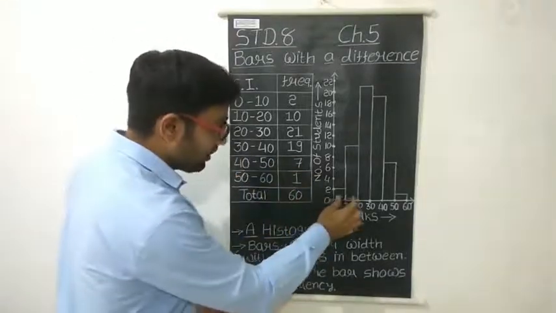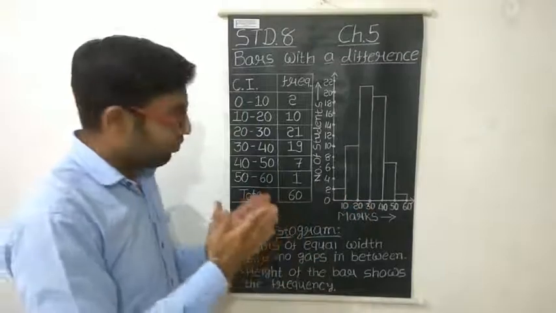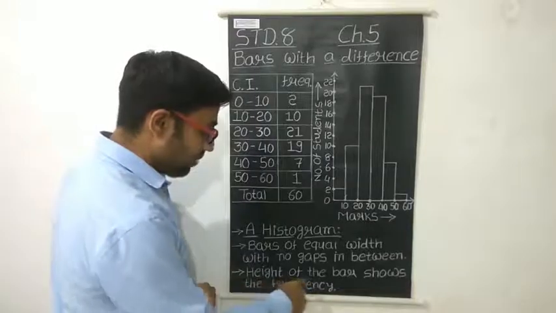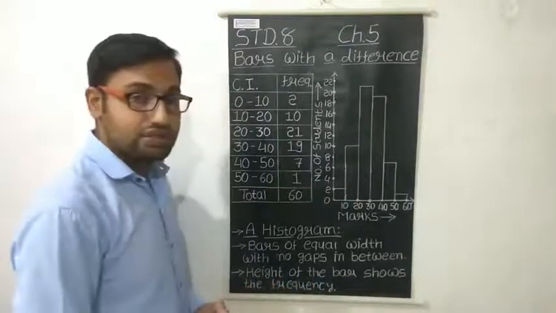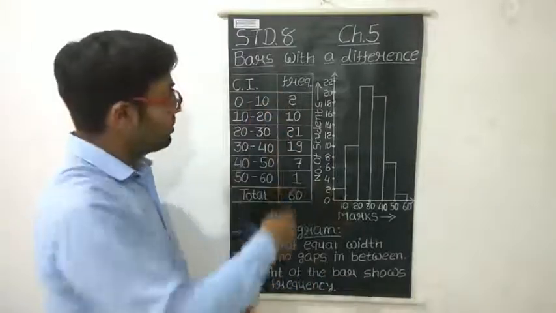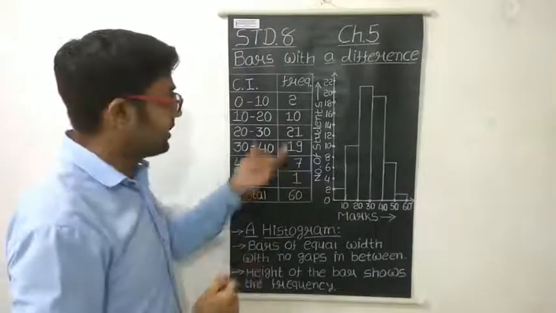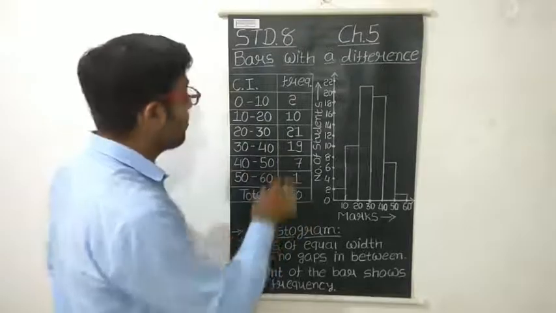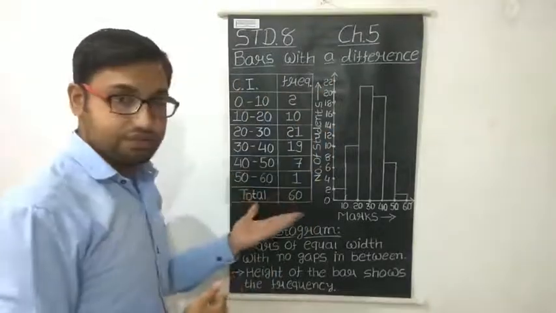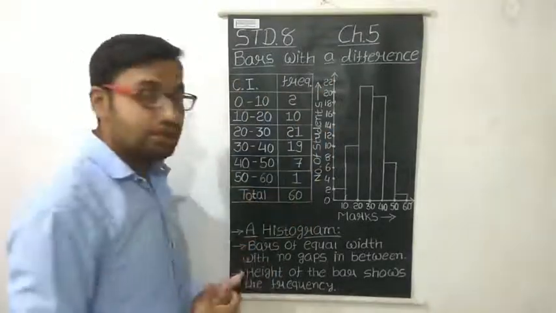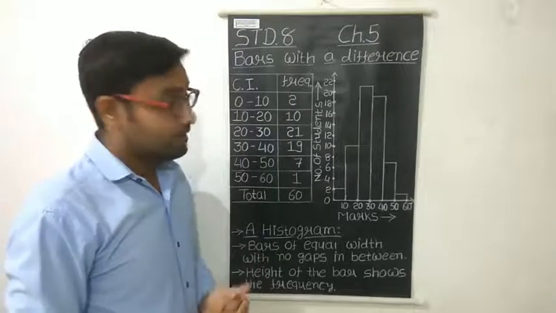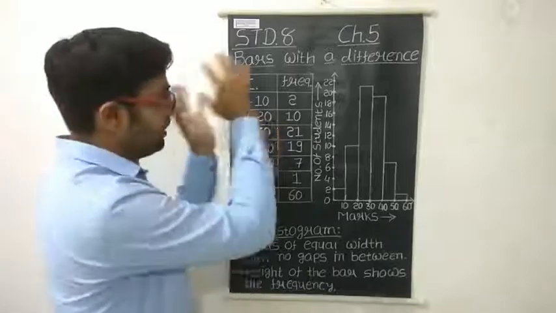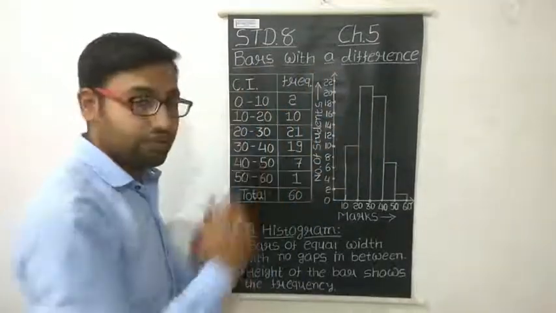And also here the width is equal. All the bars have equal width. The height of the bar shows the frequency. What does the height of the bar show? The frequency. In this case it is the number of students. So this is what it is about the bars, right? And it is called a histogram. In this way we can represent our frequency distribution table as a picture, as a graph.